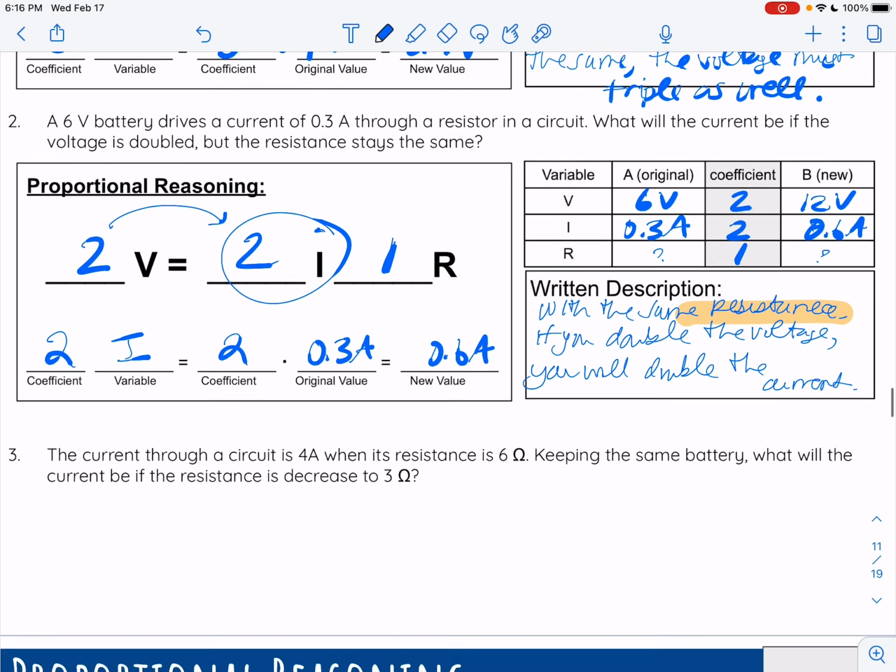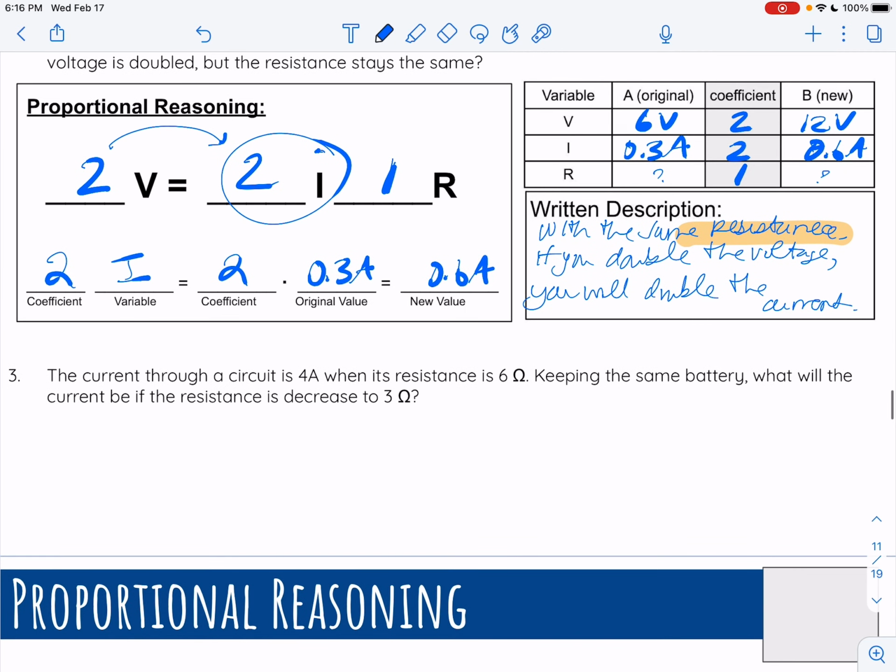And then the third one, I don't really have space for because we did the thing different. If the current through, actually, I'm not going to do this one. You can figure this one out, or we're going to do it in class.